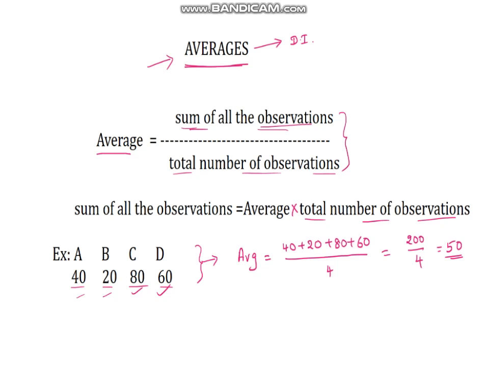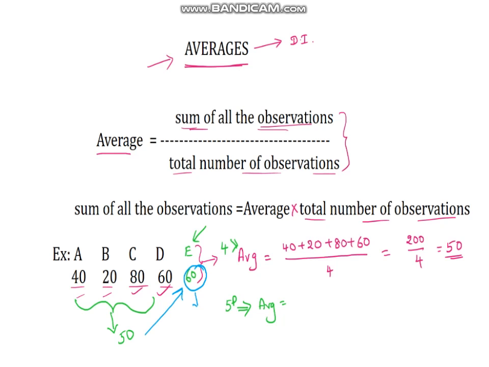Suppose a fifth person is added here, E. His weight is 60 kgs. What is the average of 5 people? This is the average of 4 people. 5 people's average equals... See here friends, there is no need to do the calculations again. Why? Because the average of 4 people we already know. This is 50. The fifth person's weight is 10 more than the average of 4 people.